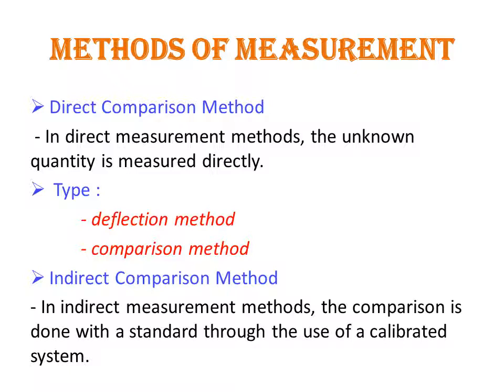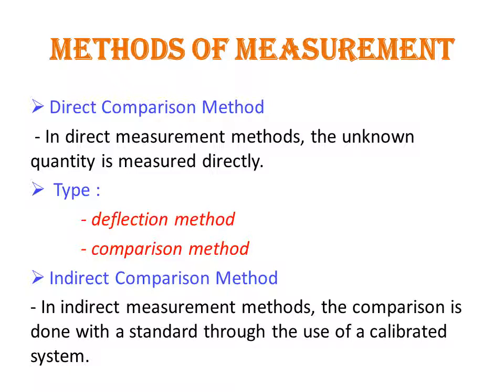Deflection method is the same as what we use in the ammeter to measure the current. So, with the deflection of the pointer, we measure the quantity of the current. Comparison method is, we compare the quantity with the known value and find the value for the quantity. Indirect comparison method is applicable to those quantities which cannot be directly measured.